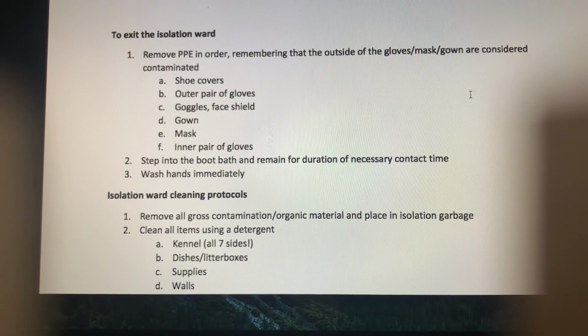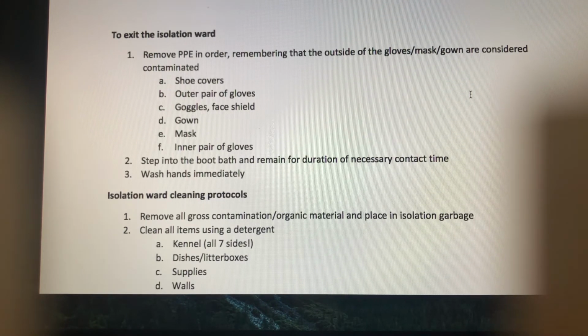So we can remove our shoe covers first, because we're wearing our gloves for that and the shoe covers are going to be considered pretty dirty. We're going to take those shoe covers and put them into the garbage. Usually we have a garbage dedicated specifically to the isolation ward. You're going to remove your outer pair of gloves. Again, make sure you watch the video to see how to do that. You can touch the outside of the glove when you're removing one glove with the other glove. You touch the inside of the glove when you're removing the glove with an ungloved hand.